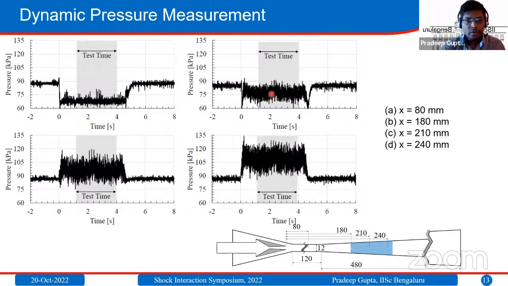While in the case of pressure signals in the diffuser section at 180, 210, and 240, the pressure fluctuation is of the order of around 25% of the mean pressure itself. That indicates that the SAT is moving in the diffuser section.